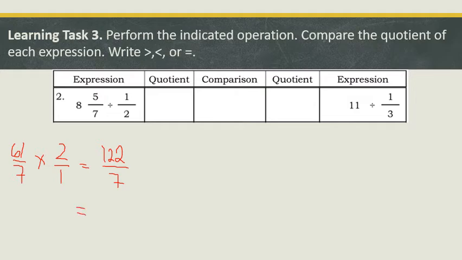So, ngayon, ito ay improper. Gagawin natin siyang mix. So, ito po ay equivalent sa 17 and 3/7. So, para ma-check nyo kung tama talaga siya, multiply nyo lang uli yung 7 times 17 plus 3. Maging total po niyan is 122.